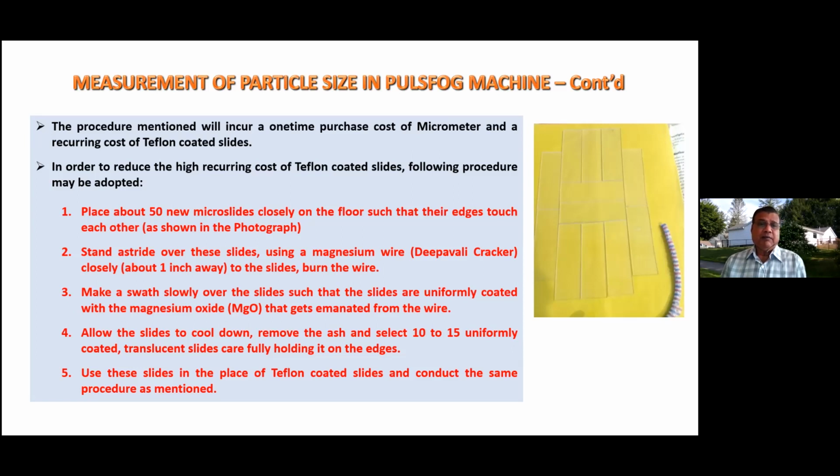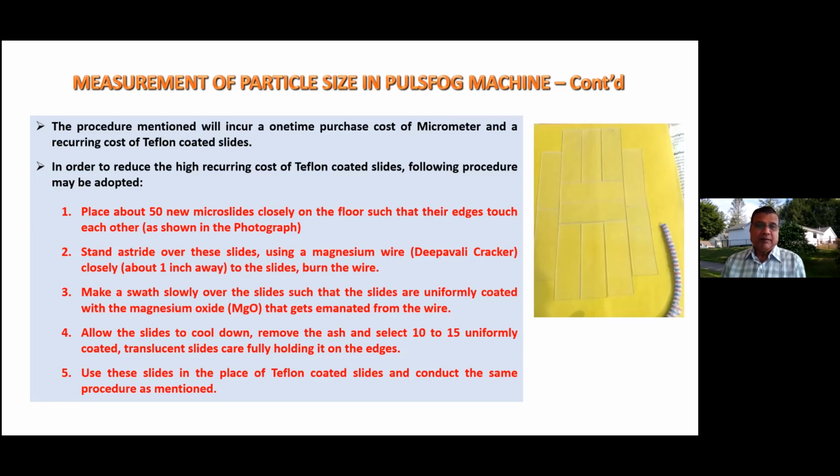Place 50 new microslides closely on the floor such that their edges touch each other. As in the photograph, you can see they touch each other on this side and this side. So about 50 slides in a long row. Stand astride over these slides using a magnesium wire. I think you know the magnesium wire. In the festival Deepavali, we used to have that cracker.